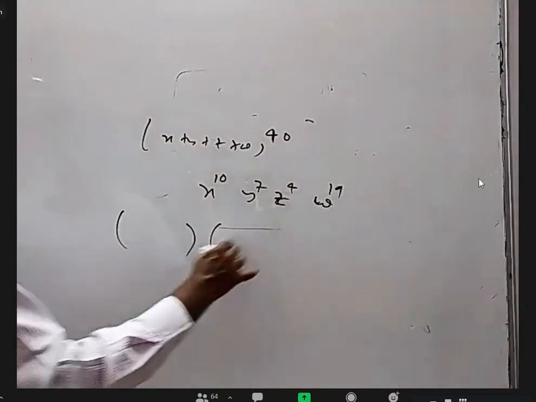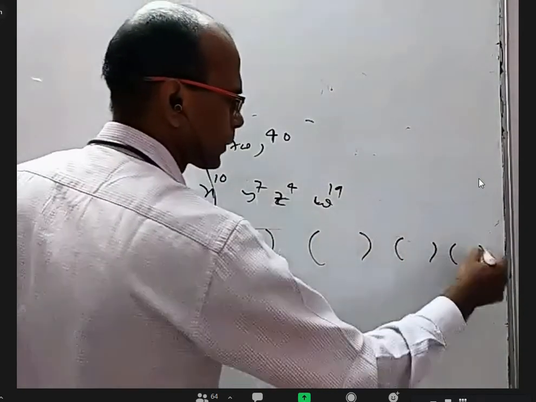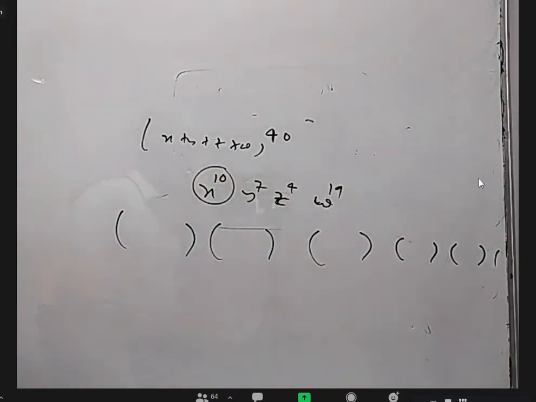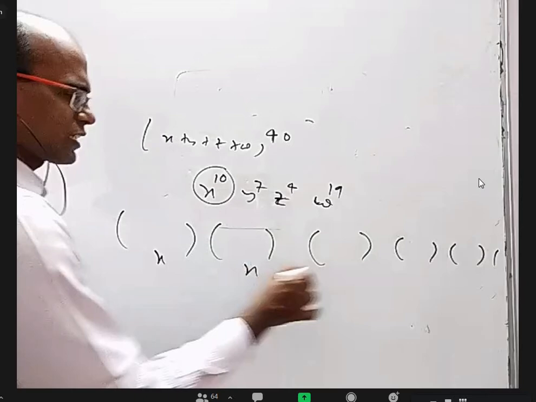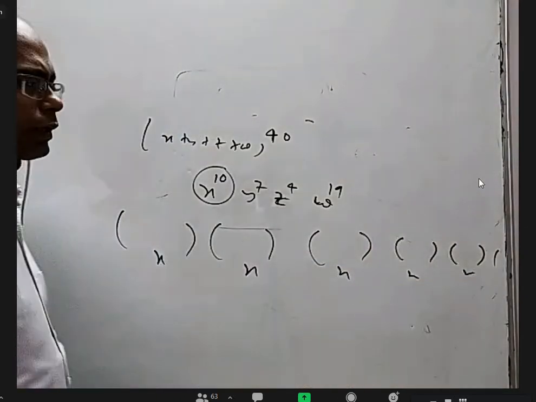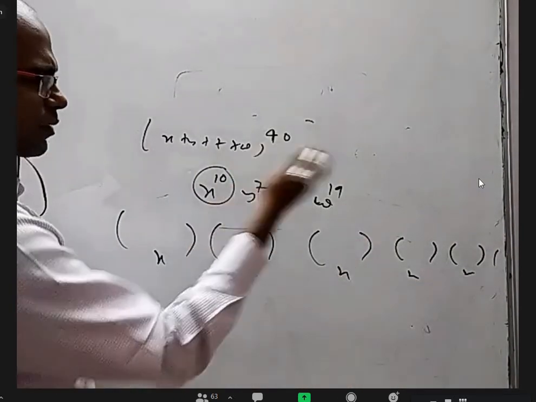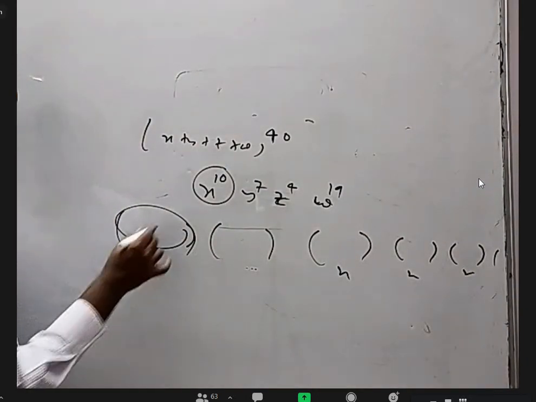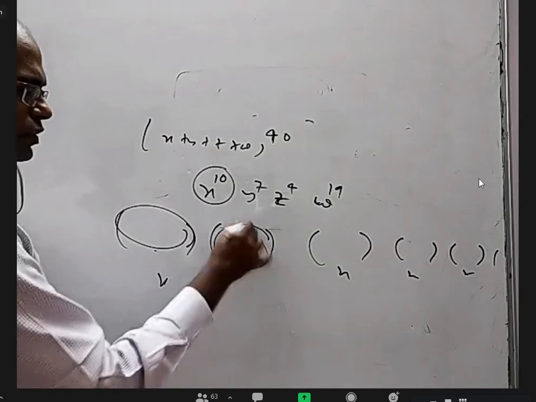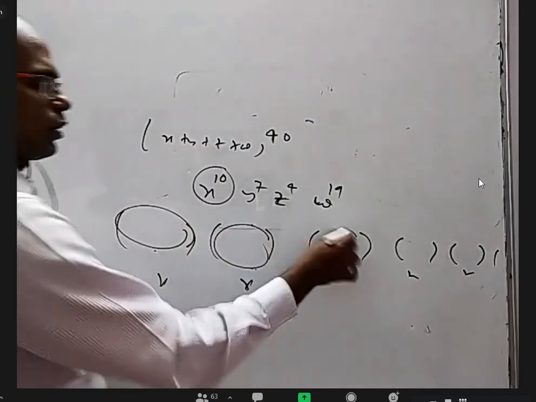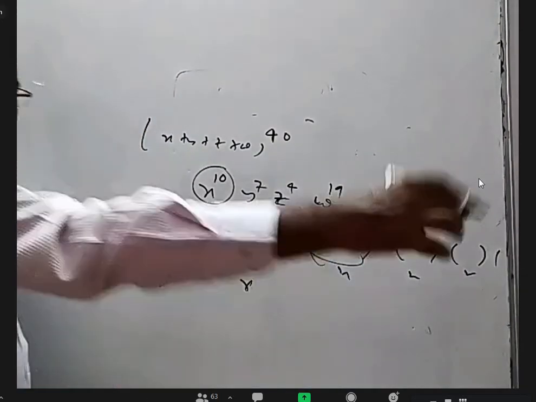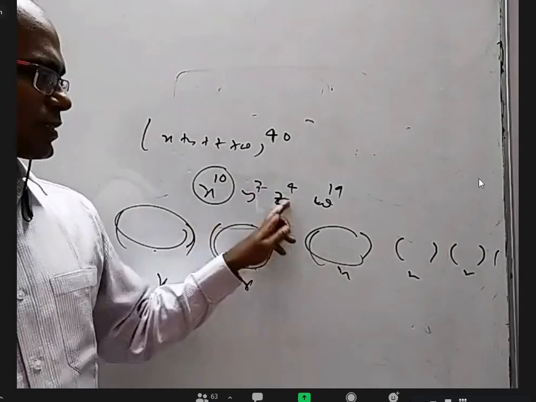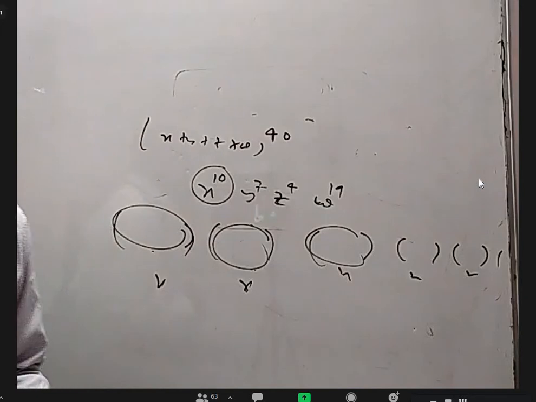That means what? I am multiplying 40 brackets. I want x power 10, which means in 10 brackets I have to multiply x. I can choose which 10 brackets. In the rest of the brackets, in some 7 brackets I have to multiply y. Out of these 4, whatever I am using, I have to write below. At the end of the full list, I should have written x 10 places, y 7 places, z 4 places, w 19 places. Am I right?